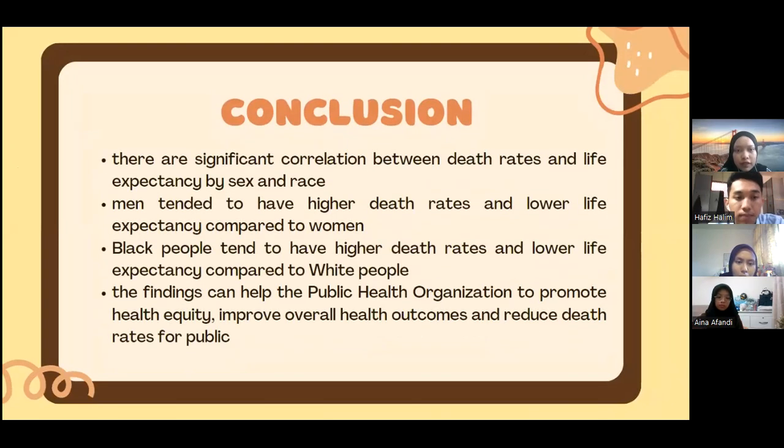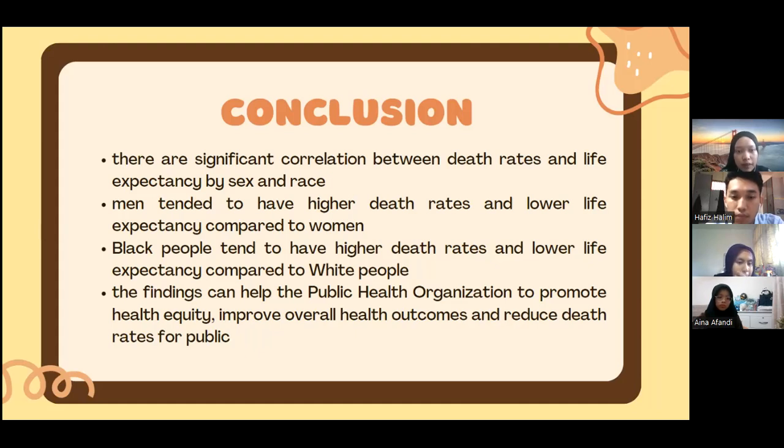To conclude our presentation today, there are significant correlations between death rates and life expectancy by sex and race. We found that men tended to have higher death rates and lower life expectancy compared to women because of their lifestyle, as the majority of men do drugs, smoke, and also drink.